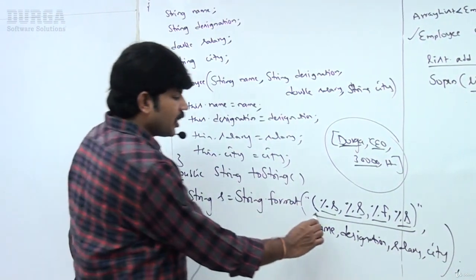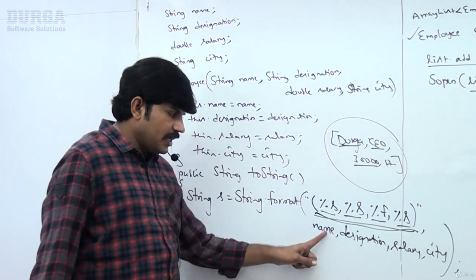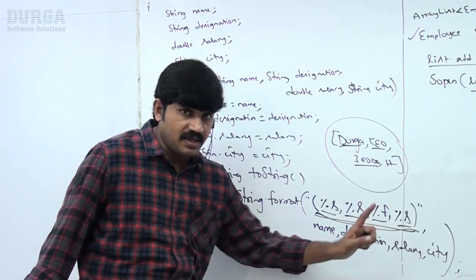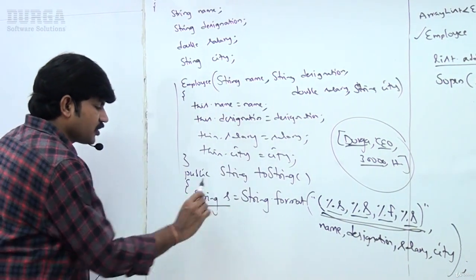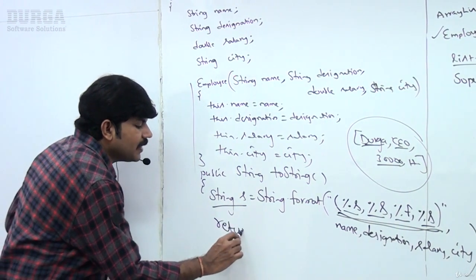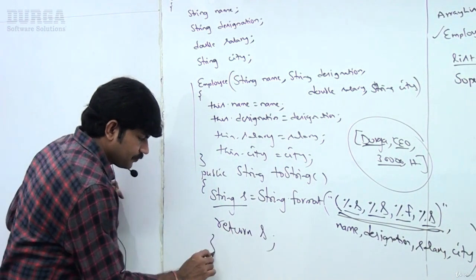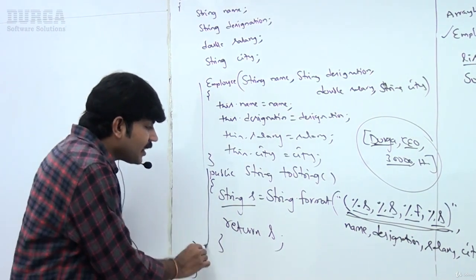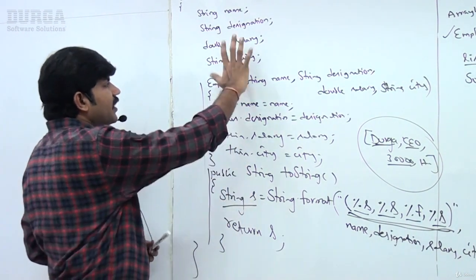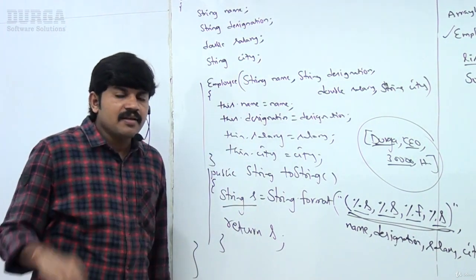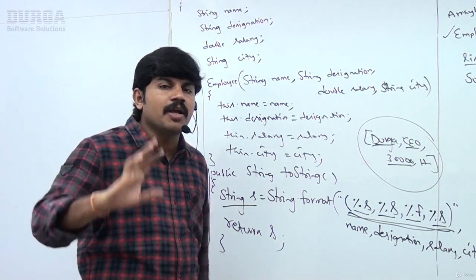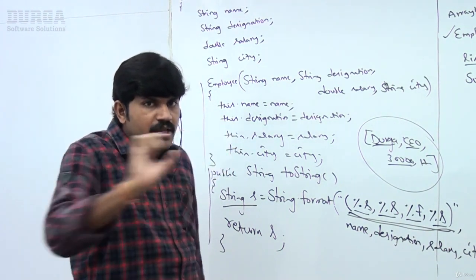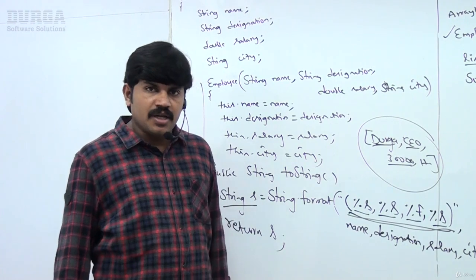Format: the first argument is the string, then comma, name, designation, salary, like this, right? That's all, this is the string. Now, return this string. Are you able to get it? Return this. If I put this toString method in our employee class, then while printing an employee object anywhere, you are going to get a meaningful output by default. Are you able to understand, right?